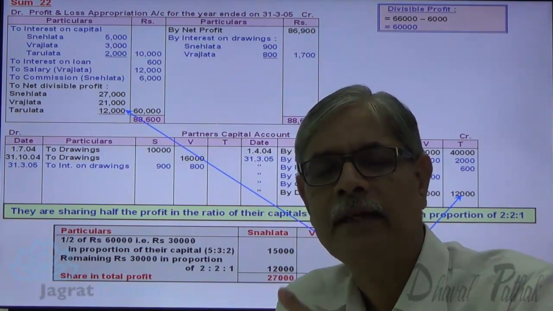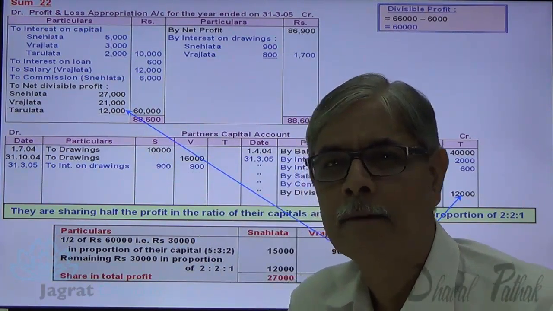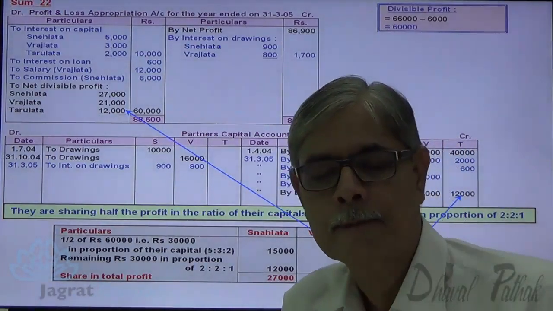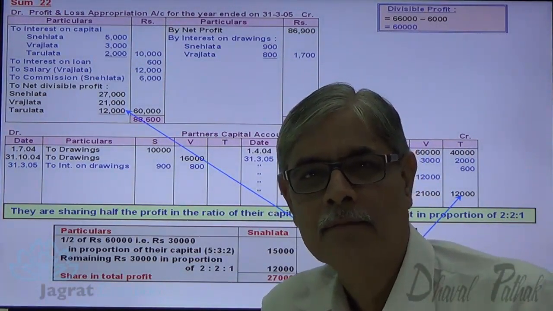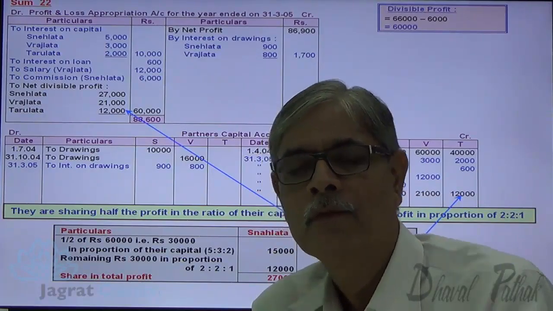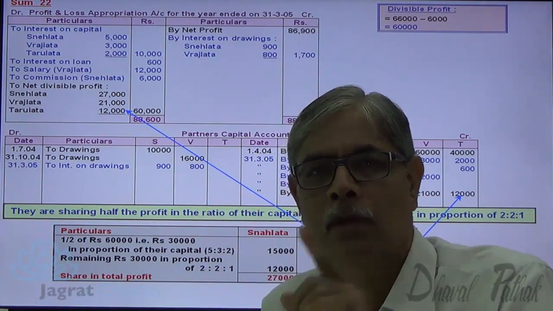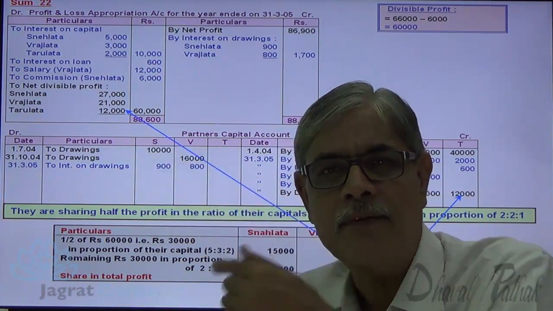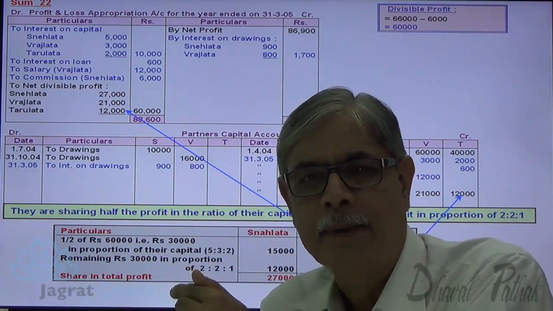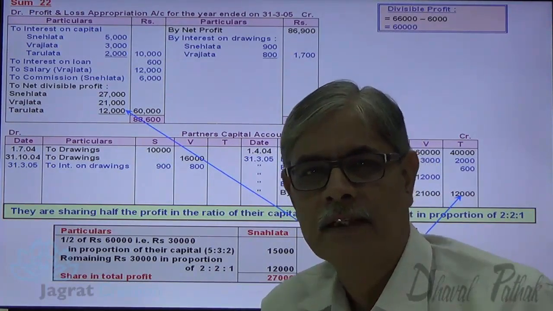They want to maintain capital at the end at par with the capital at the beginning. So capital at the beginning was 1 lakh plus 60,000 plus 40,000, that is 2 lakhs. So 2 lakhs should be the capital at the end, and it should be in the ratio of 2:1. Let us prepare the working. For that, how much capital is required to be maintained? What is the existing capital? What is the difference between the two? If the existing capital is more, we have to redeem the capital. If the existing capital is less than required, the partner has to bring cash for that difference. Let us work it out.